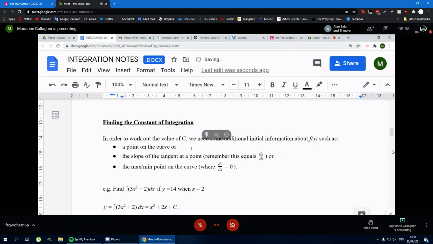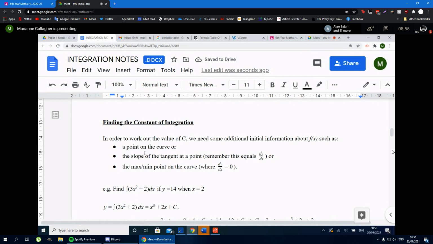You might be told the slope of the tangent at a point, okay? So if you're told that, remember that's dy dx. Or you might be given the maximum or minimum point on the curve. Remember that means the slope is equal to 0.